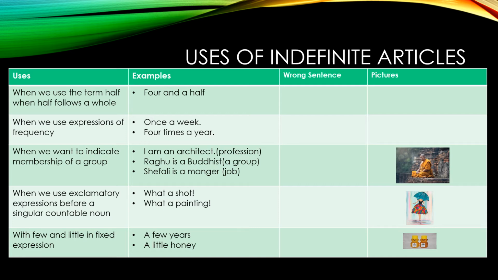When we want to indicate membership of a group, we use indefinite articles. For example, I am an architect. Raghu is a Buddhist. Shefali is a manager. In each of these examples, we know that architect refers to a profession, being a Buddhist refers to being in a group. Shefali is a manager, which means manager is a job.